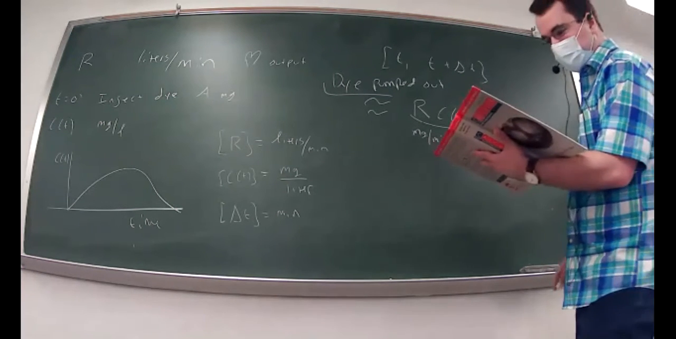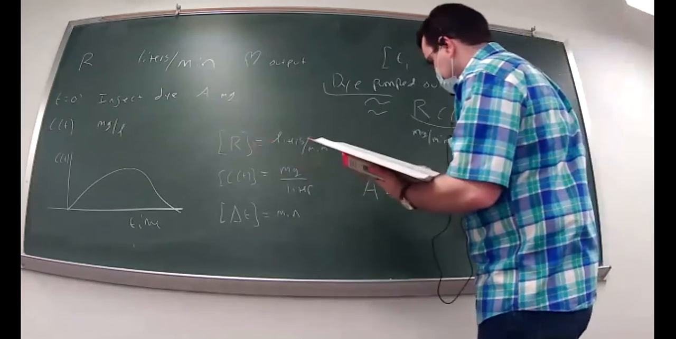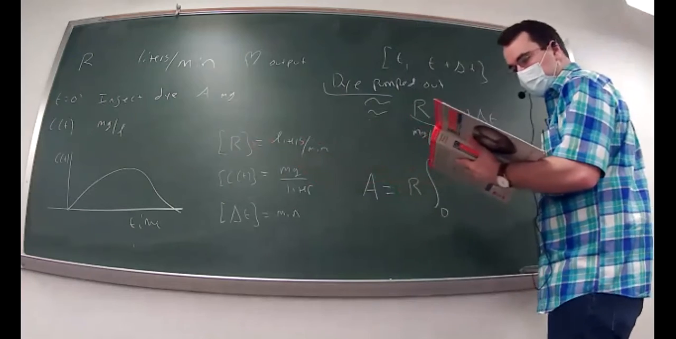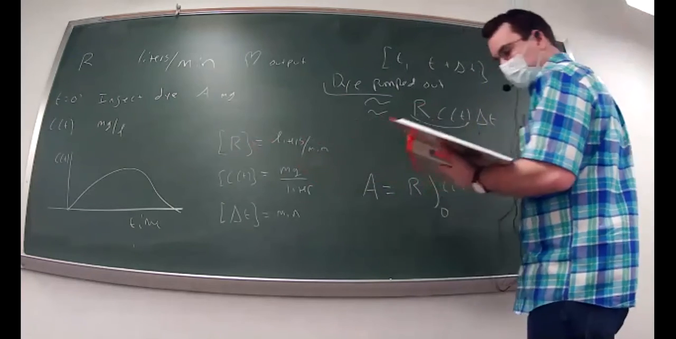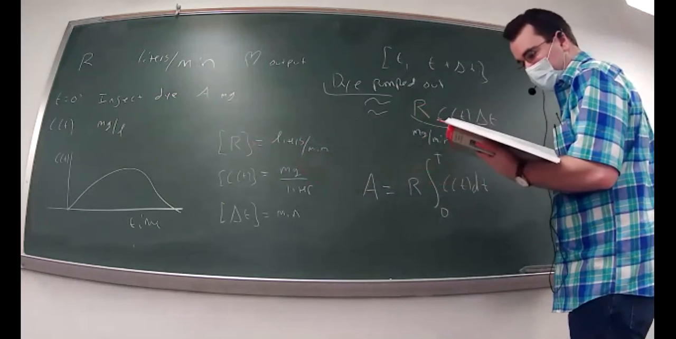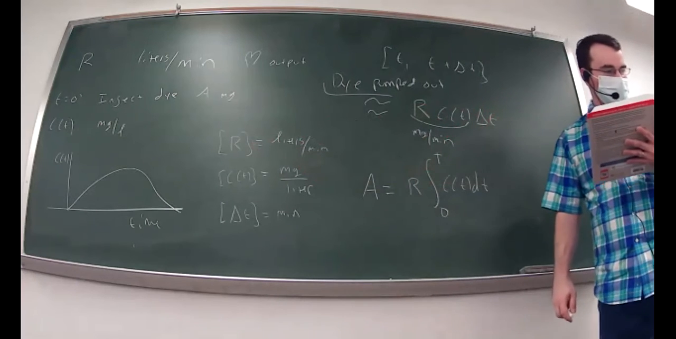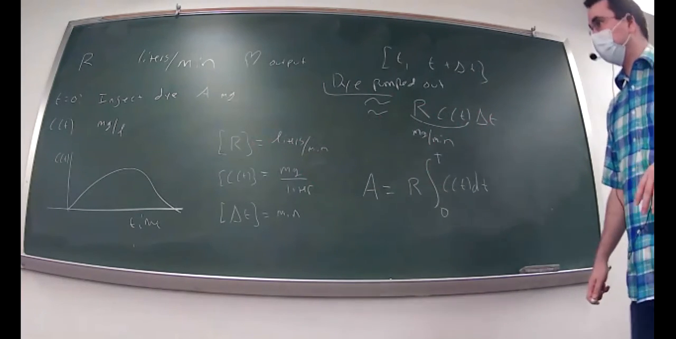Part B says something like, show that A is equal to R times the integral from 0 to T of C of t dt, where capital T is large enough that all of the dye is pumped through the heart, but not so large that the dye returns by recirculation.